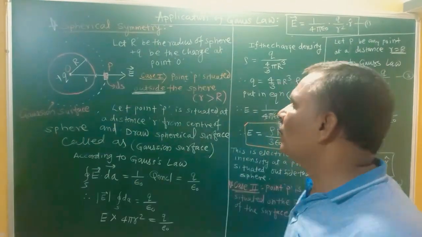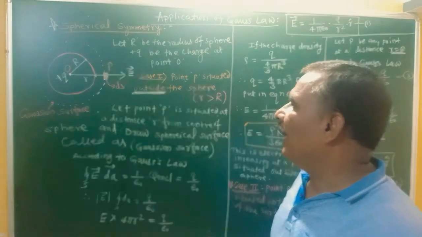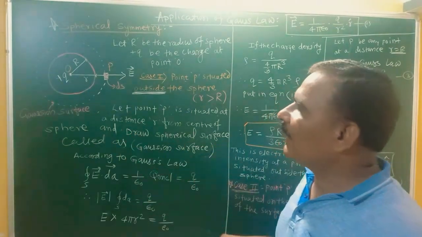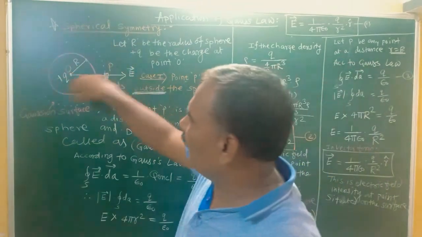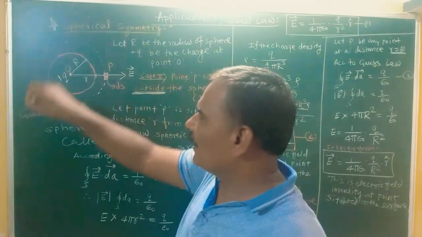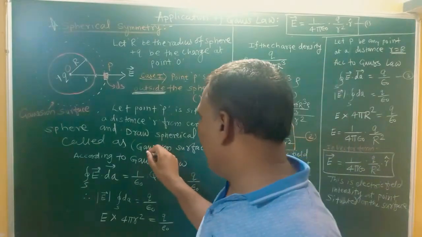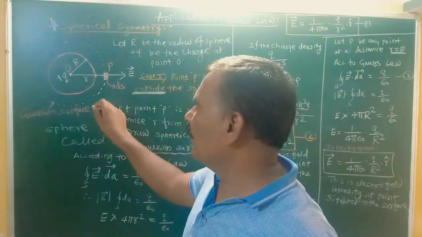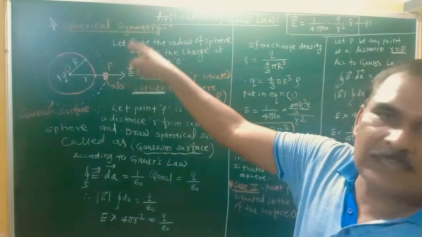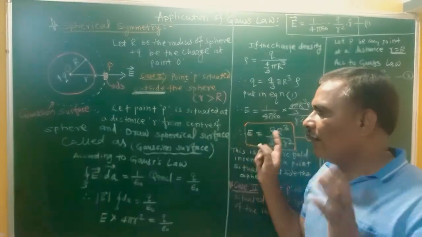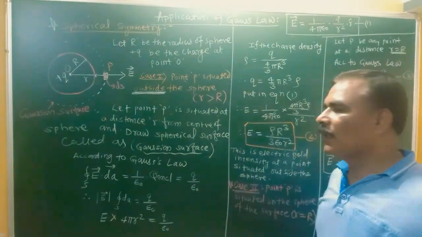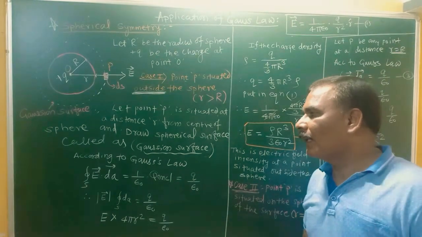That is, plus q. And then we have to draw a spherical surface. This is called a spherical surface, and that spherical surface is also called a Gaussian surface. The dotted surface is considered as a Gaussian surface.